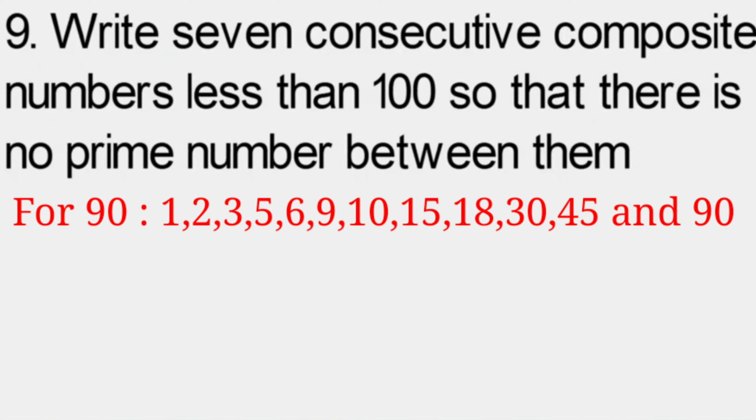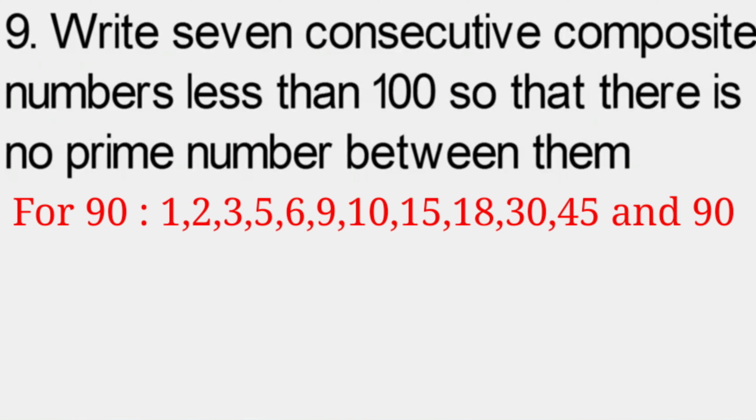At the last I'm going to write the factors of 90 in a row: 1, 2, 3, 5, 6, 9, 10, 15, 18, 30, 45 and 90. They are all consecutive numbers, the factors of 90. Got, students? The question is just like that only, but the question has been molded.